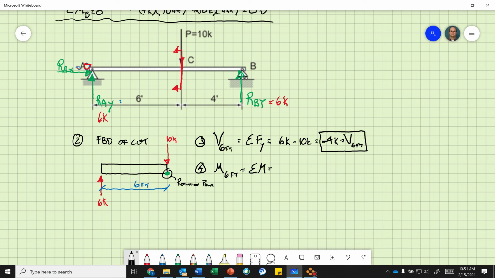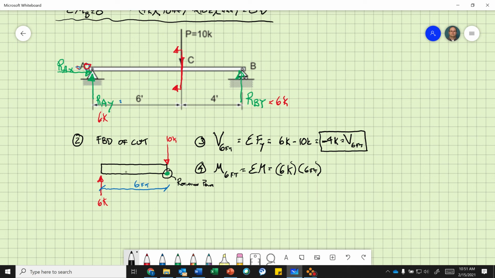Okay, so I go left to right. Okay, so 6 kips. It's pointing up, so it's positive. I don't care about rotation anymore. If it's pointing up, my load vector, my sense is pointing up, it's positive. 6 kips times 6 feet, right? Because I'm 6 feet to my rotation point.